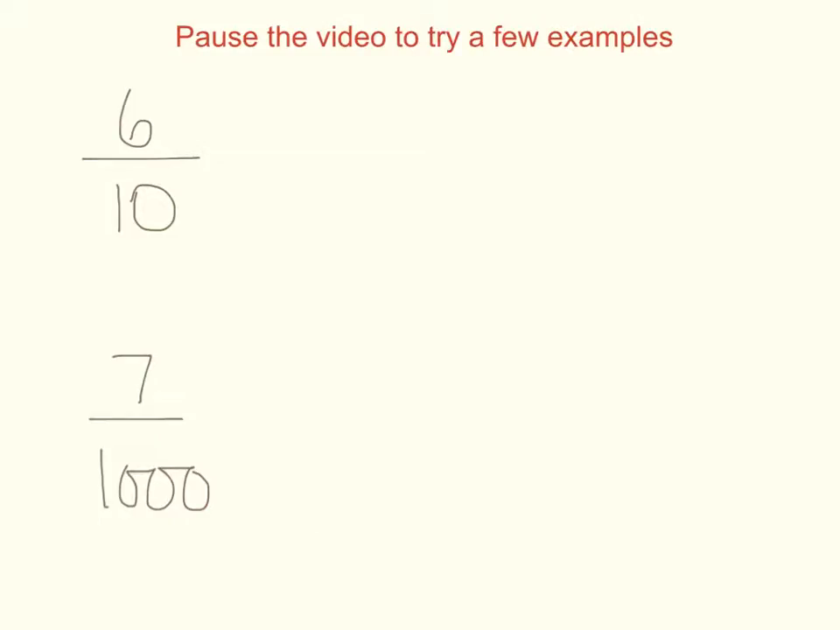Pause the video to try a few examples. Write each fraction as a decimal. So for the first one, it is 6/10. So that means you have your decimal point and the 6 goes in the tenths spot. For the second example, it is 7/1000ths. So we have to have a decimal for each of our place values and put the 7 in the thousandths spot.